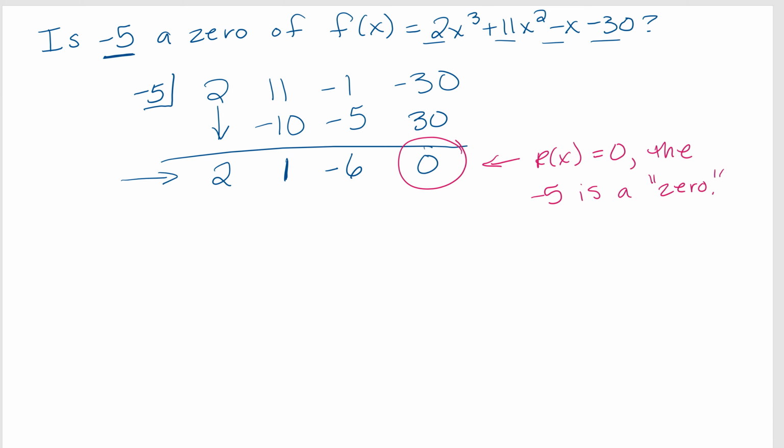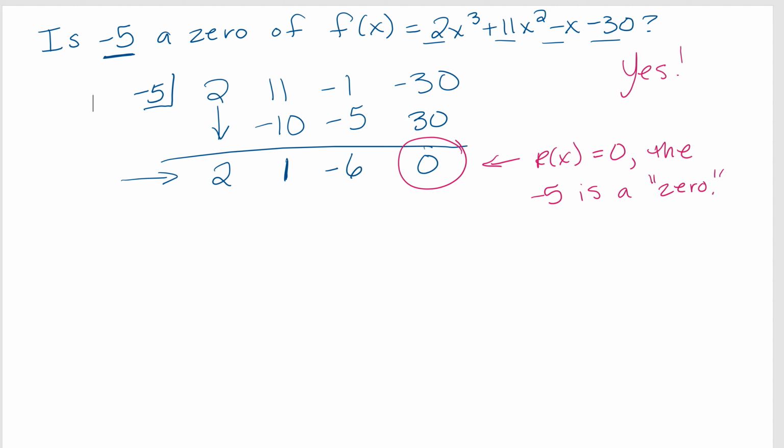This is called the remainder theorem. The remainder theorem tells us that the remainder is the function value. So if our function value is 0, that is a zero of the function. That answers this question. My answer would just be yes, -5 is a zero. But I want to take this a step further, because some problems ask you to take it further.